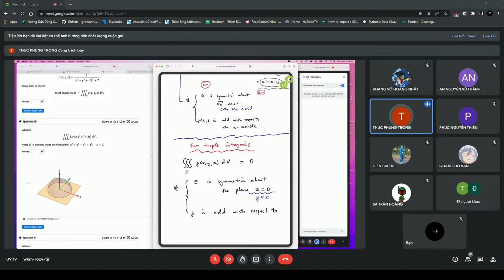Similar to this one, if D is symmetric about the line x equals 0, then we need the function to be odd with respect to x. So this is x, this needs to be x. Similarly, if this is x, this needs to be x. So we have the x variable right here. Then we can say that we have 0 for the triple integral.